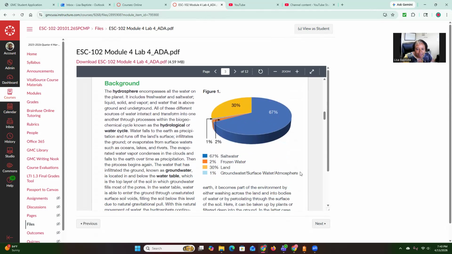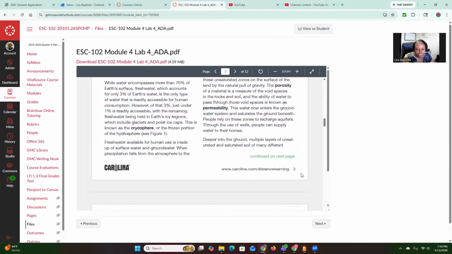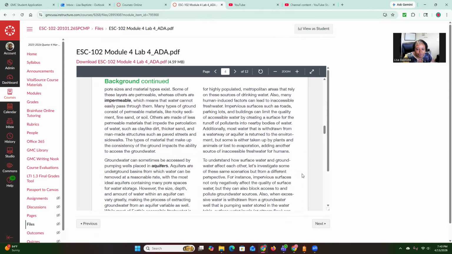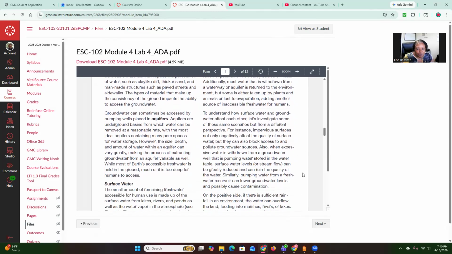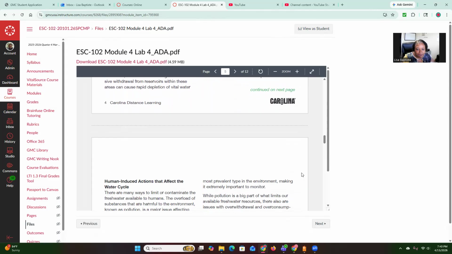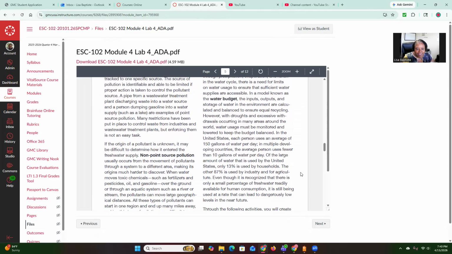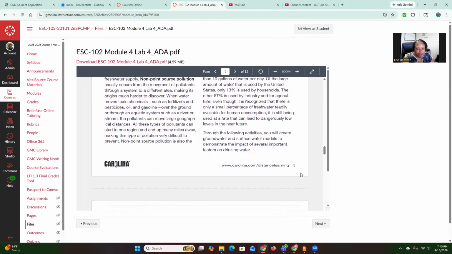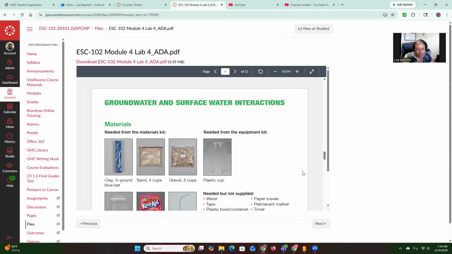Then it talks about the background information for this particular lab. Make sure you read through that. That's going to help you write your introduction for your lab report. And that just gives you a lot of information about groundwater and surface water.